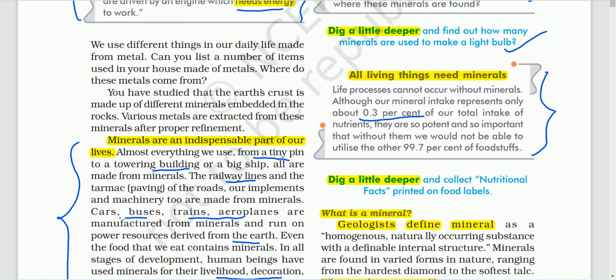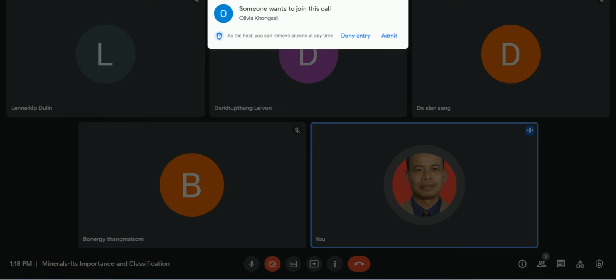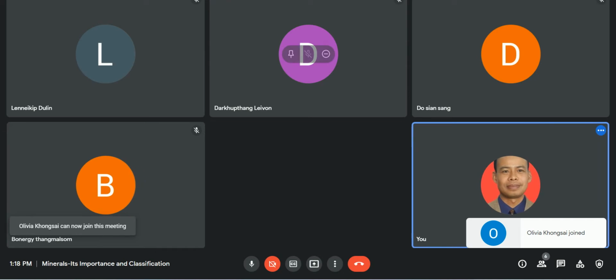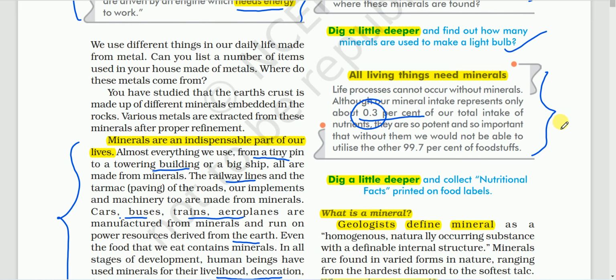The food we eat, that is 99.7% of the foodstuff we eat, cannot be utilized without minerals. Even though our mineral intake represents only 0.3% of our total intake of nutrients, this 0.3% is very, very important to utilize the food we eat. Okay, so this is another thing.